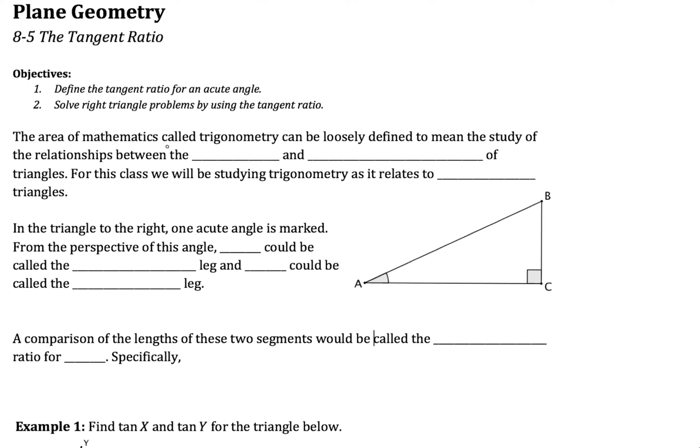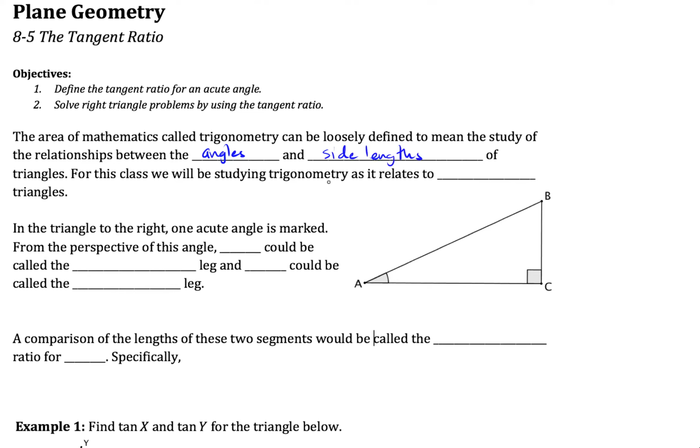What we're getting into in this section is an area of math called trigonometry. Trigonometry sounds like a big, scary word, and it's probably something you've heard before, and it sounds like it's got to be really, really hard math, but a loose definition of trigonometry is the study of the relationships between the angles and the side lengths of triangles.